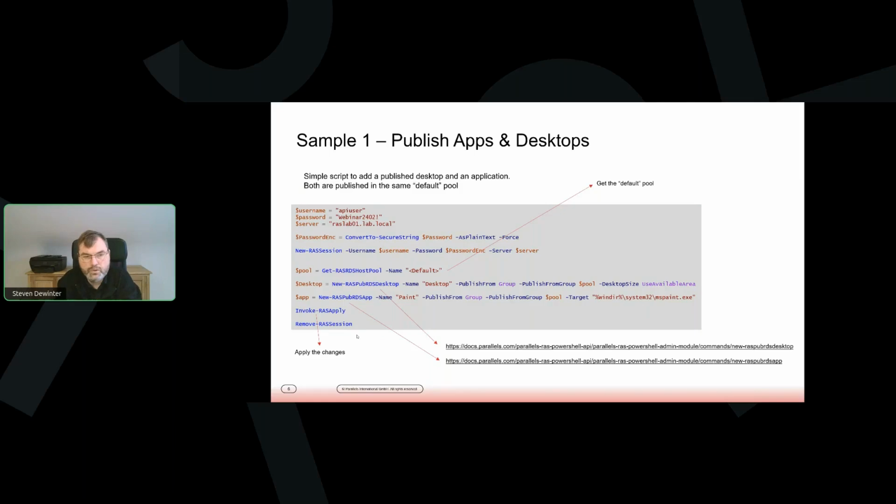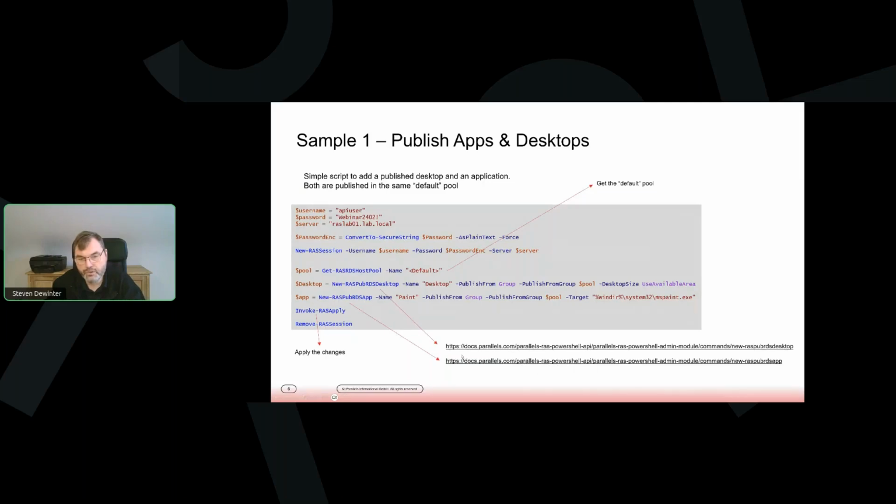and because I don't know the pool, I have to get it. So this is, for example, a small command to get a list of all the host pools on your system. And then if you use the parameter -Name default, it will only show you the default pool. Then we have the pool, and then I can use that as an input parameter for publishing the applications and the desktop. And then, as said before, we should do an Invoke-RASApply at the end to apply the changes.